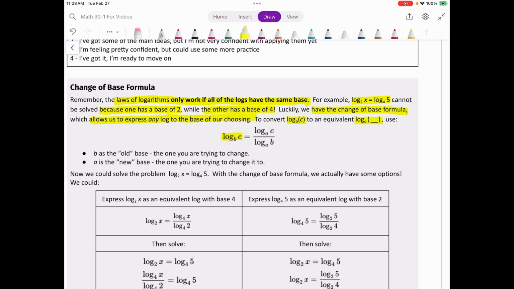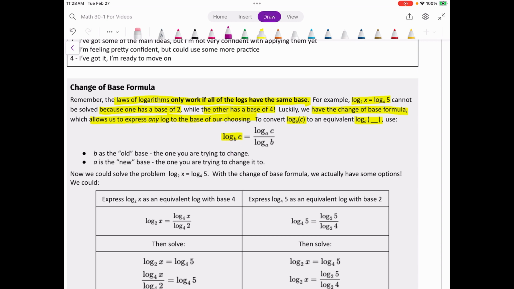This is especially handy when we want to check our work with a calculator, because then we can turn any log into a log base 10, for example, and do it on our calculator. Now, that's not going to help us if we need exact values, but it's a nice way to check our work. For example, here I could do log base 10 of c over log base 10 of b.